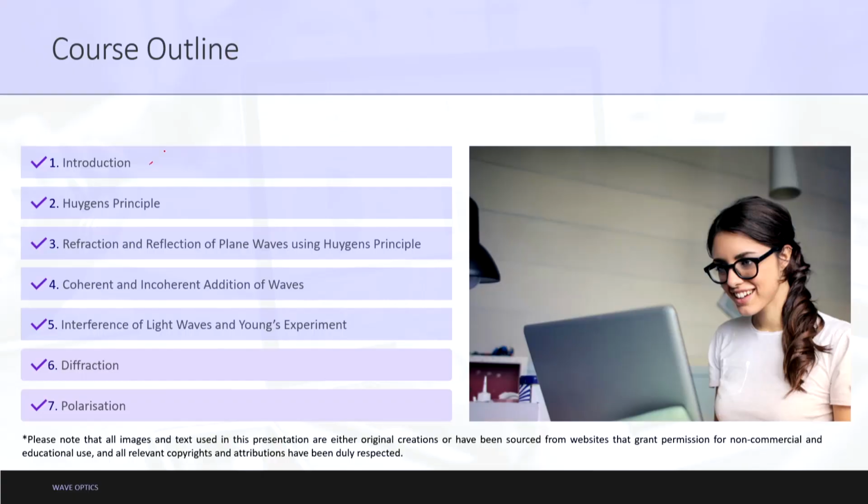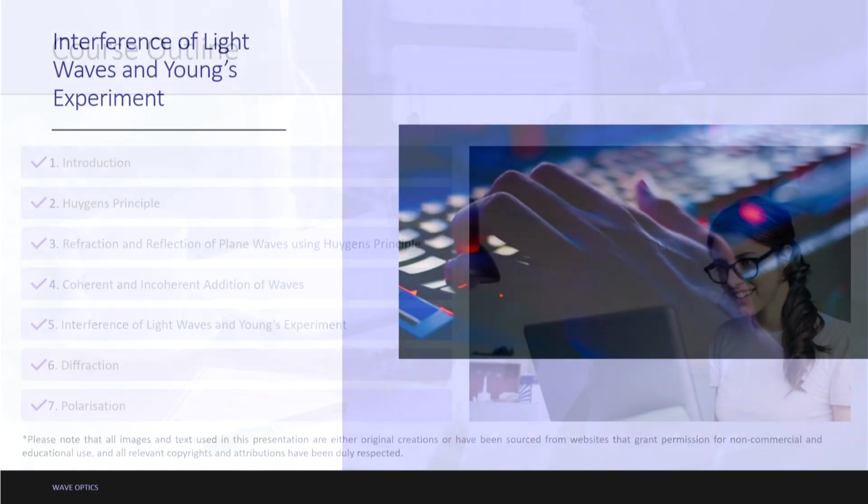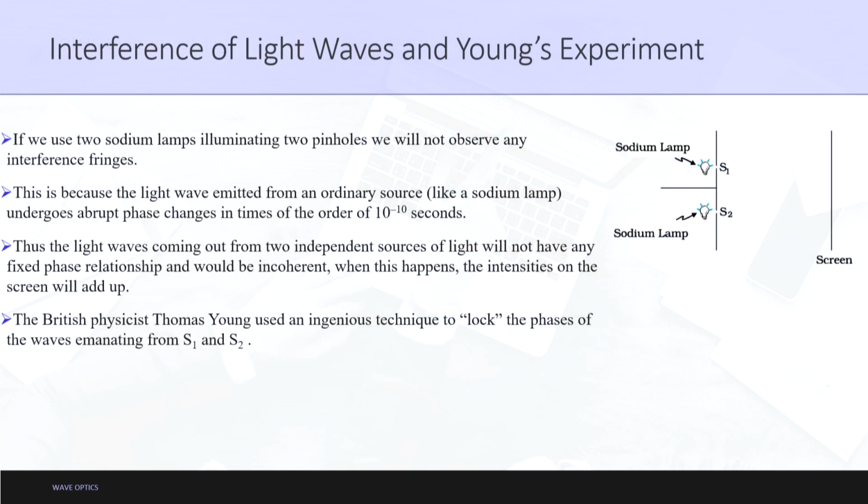So the introduction is done. Huygens' principle about the wavefront is done, then the refraction and reflection laws were proved using Huygens' principle and the wavefront principle. Then coherent and incoherent addition of waves was done. We understood that the intensity for coherent was 4I0 or 2I0 and for incoherent it is always 2I0. And today I am explaining the fifth point, that is interference of light waves and Thomas Young's experiment. So let us move on to the further discussions of interference of light.